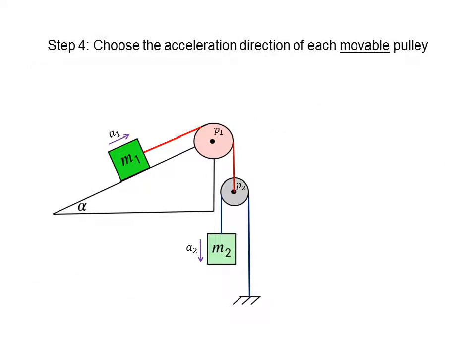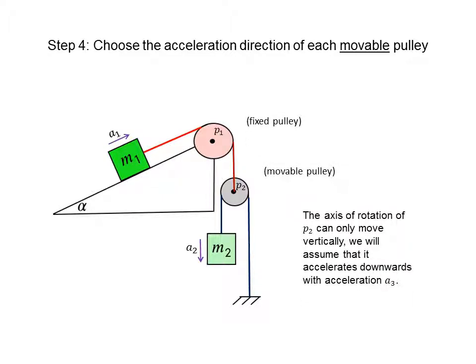Step 4. Choose the acceleration direction of each movable pulley. The axis of rotation of P2 can only move vertically. We will assume that it accelerates downwards with acceleration A3.